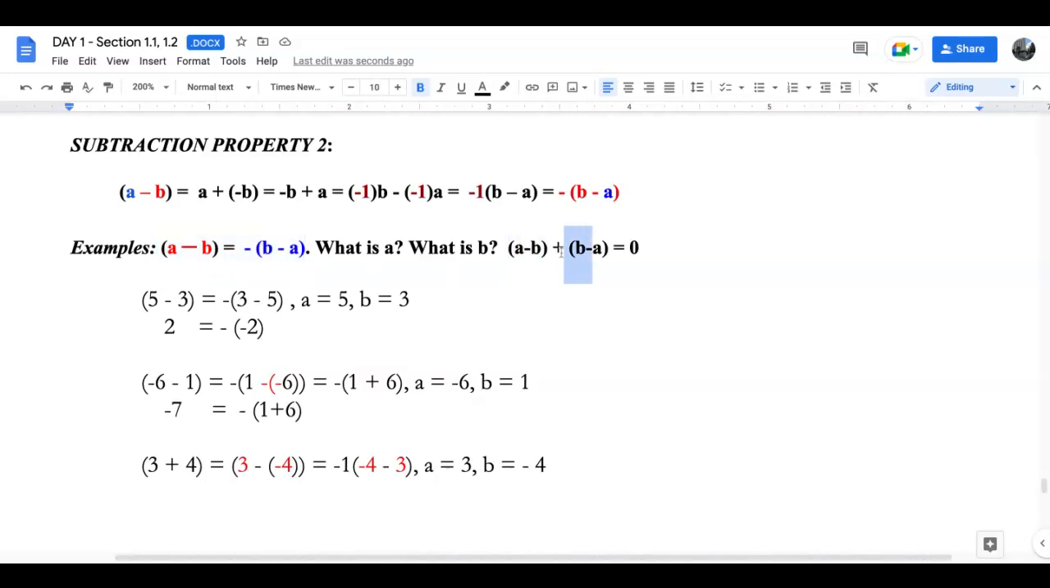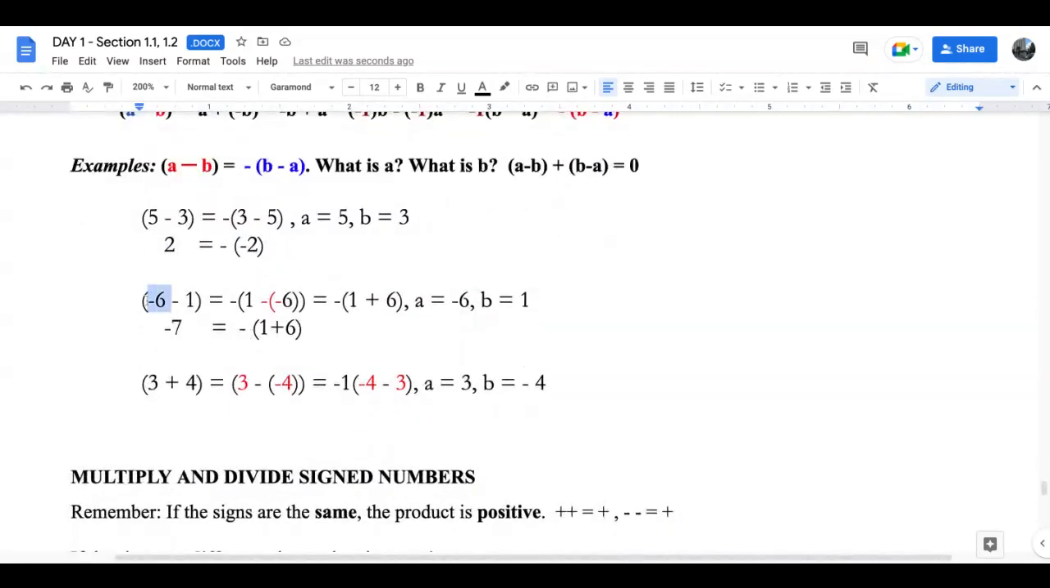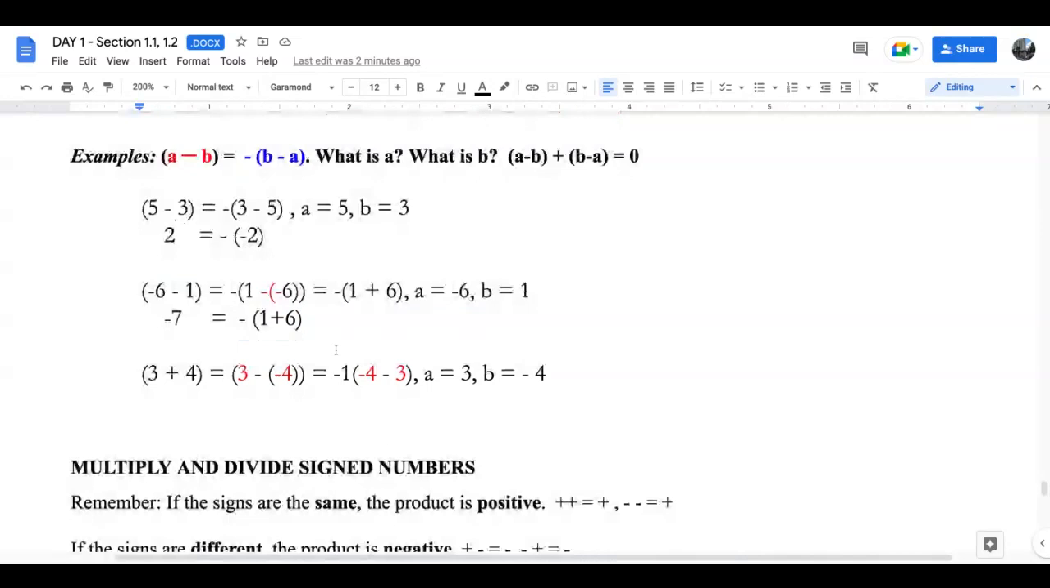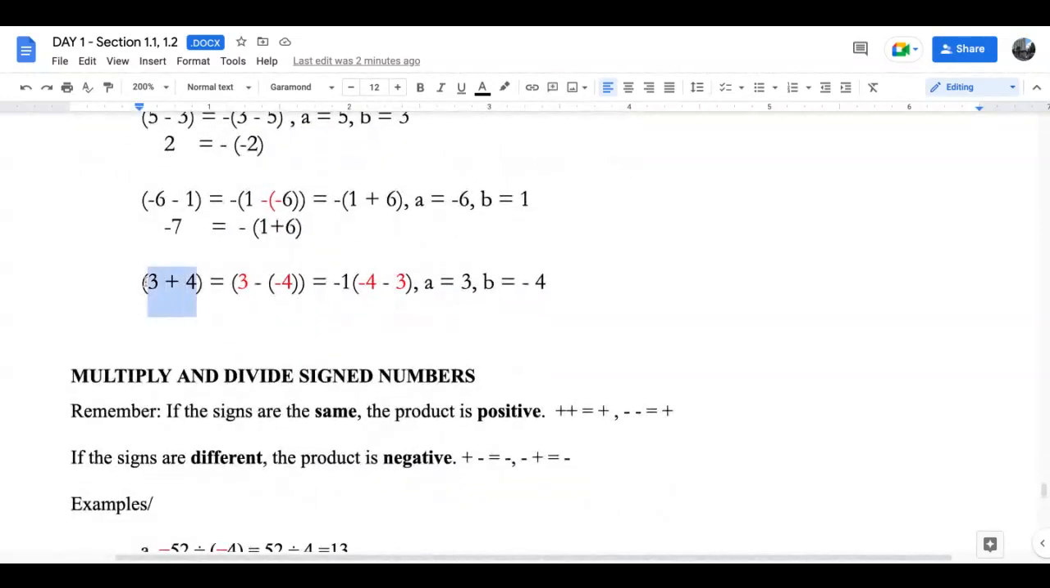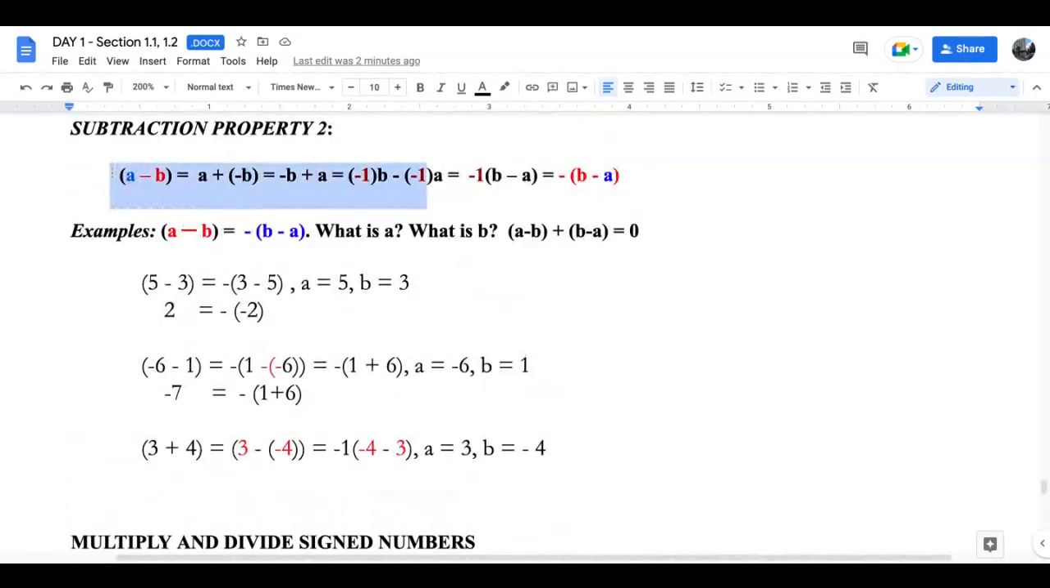A minus b plus b minus a equals 0. Use numbers: 5 minus 3 equals the negative of 3 minus 5. You see, negative 2 is positive 2. In this example, negative 6 minus 1 is the negative of 1 minus negative 6, which is negative 7. Just try to convince yourself with these examples. 3 plus 4 is 7. These are the examples to show you this line.